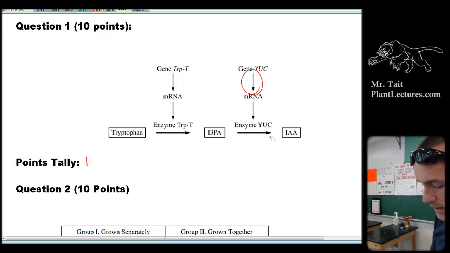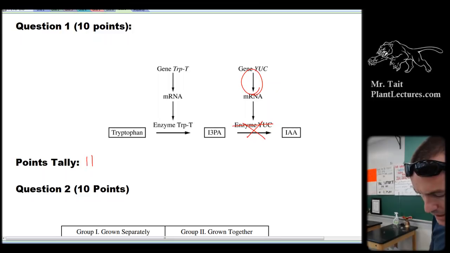Then the second part of the question was identify the molecule that would be absent if the enzyme YUK is non-functional. Well, if this enzyme YUK is non-functional, that means you don't get to go through this arrow, and if you can't go through this arrow, you will not make IAA, right? So you wouldn't make IAA, and by saying you can't make IAA, that's the second point.